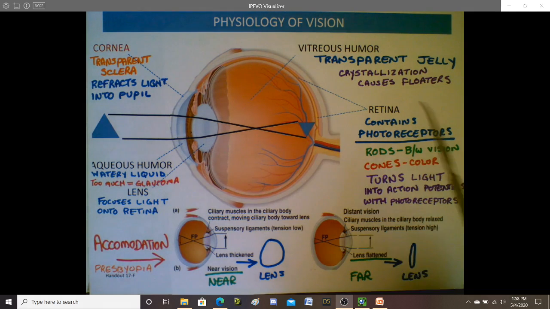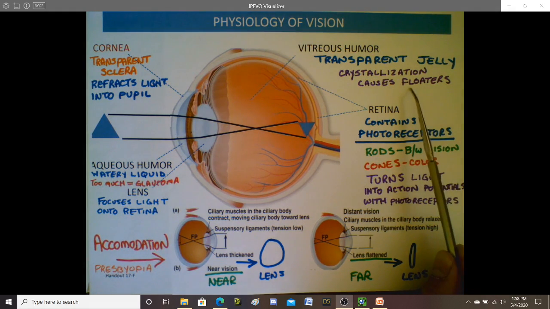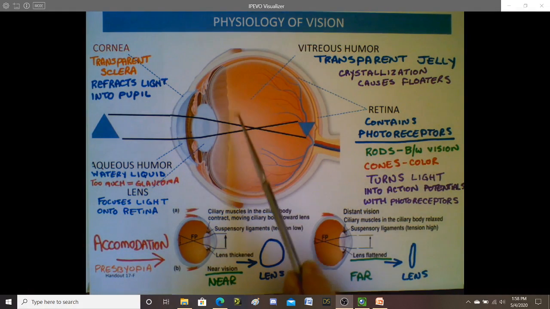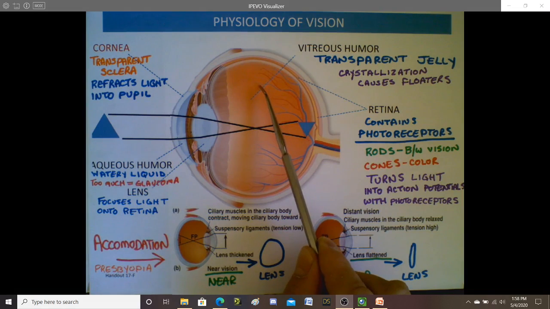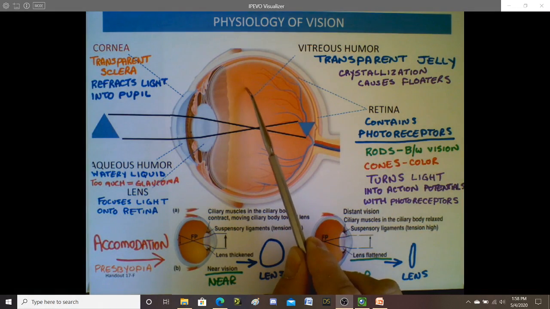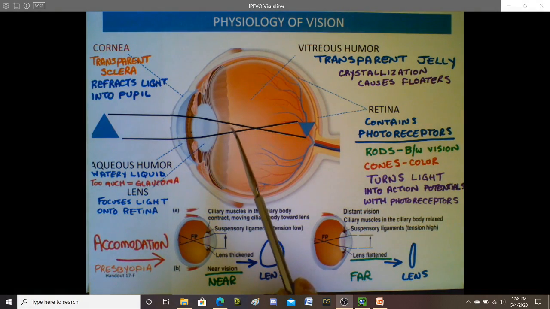Those are called floaters. And for the most part, they are harmless. They're just sort of annoying as they float around in your vision. But this jelly keeps them suspended. So they literally float around, and if you hold your eyes still, gravity will allow them to sink kind of down throughout your vision. But that is contained in the vitreous humor.